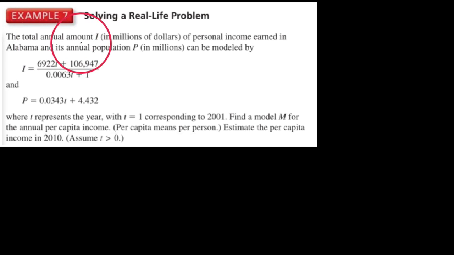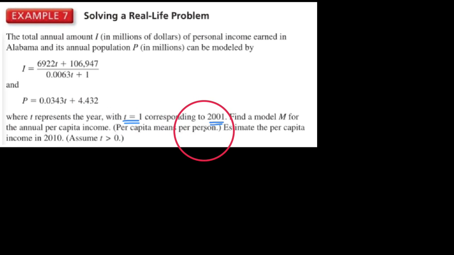It says that the total annual amount I, in millions of dollars of personal income earned in Alabama, and its annual population P in millions of people can be modeled by these two expressions right here. And T represents the year, and we're going to have T equals 1 correspond to the year 2001. So if T equals 5, that would be the year 2005, and so on.